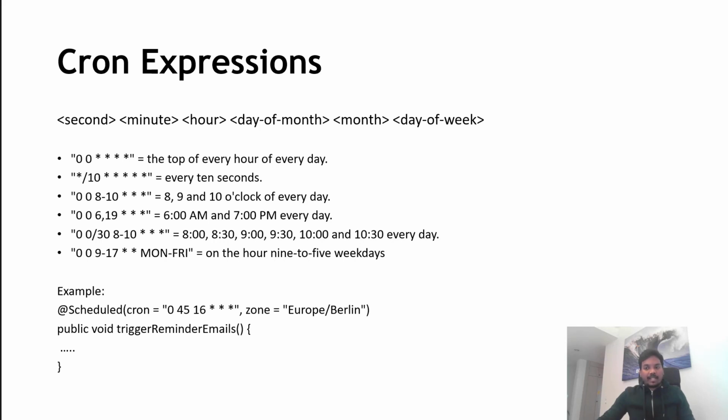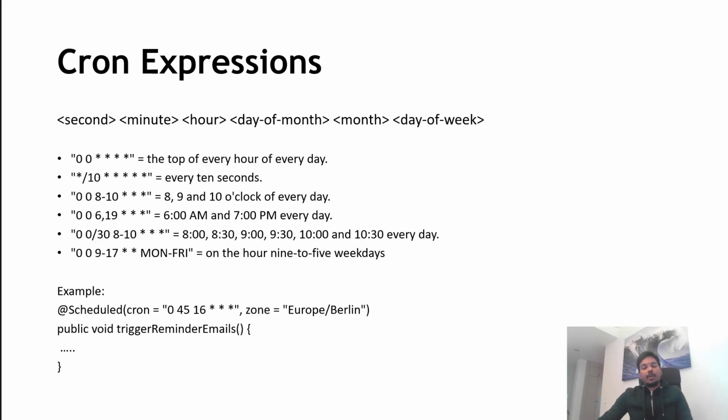And below is a small example showing how a method is scheduled to be executed at a particular time. As you can see here, the method named TriggerReminderEmails will get executed at 16:45. By default, Spring will use the server's local time zone for the cron expression. But you can use the zone attribute to change this time zone. I'm living in Germany, so I've set the zone as Europe Berlin.